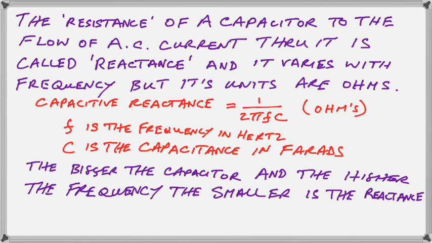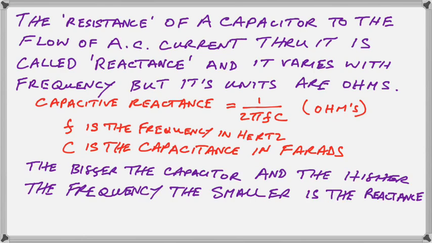Okay, now when we say the resistance of a capacitor to the flow of AC current, we must call it by another name, because we have already defined resistance as a certain behavior through a resistor. So the impedance or resistance that the capacitor poses to the flow of AC current is referred to as reactance, and it varies with frequency, but its units are still ohms.